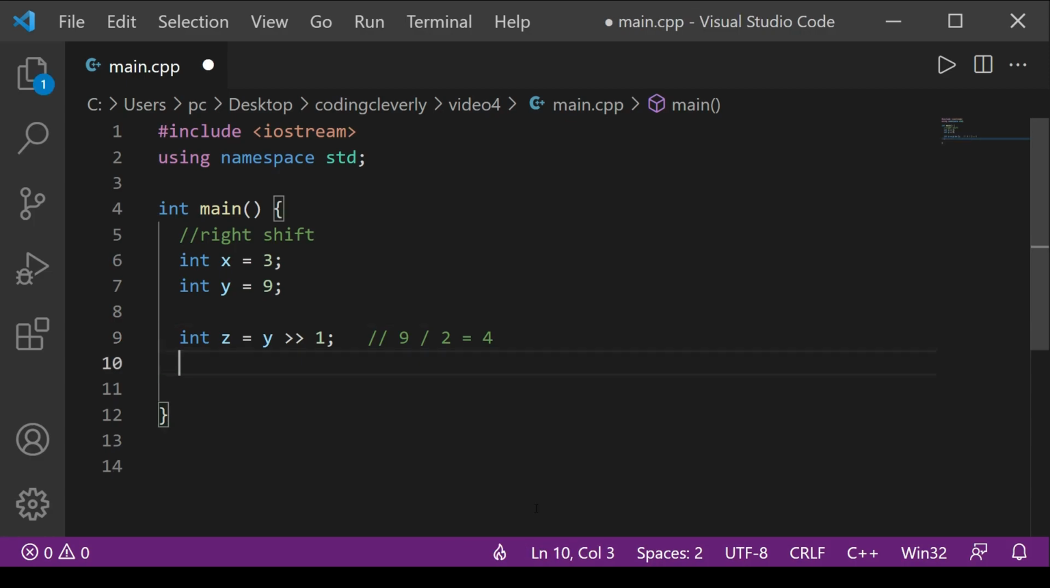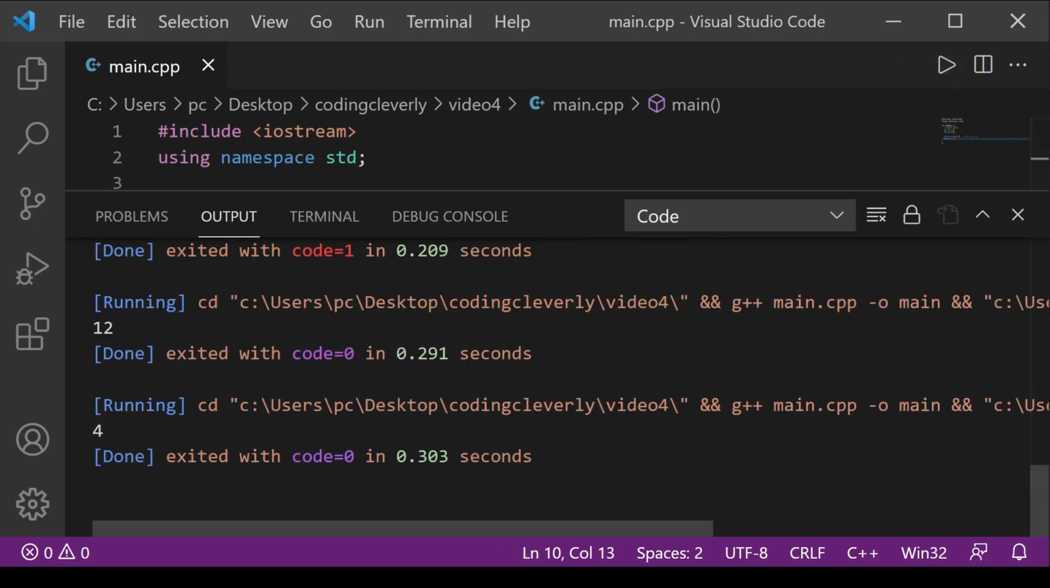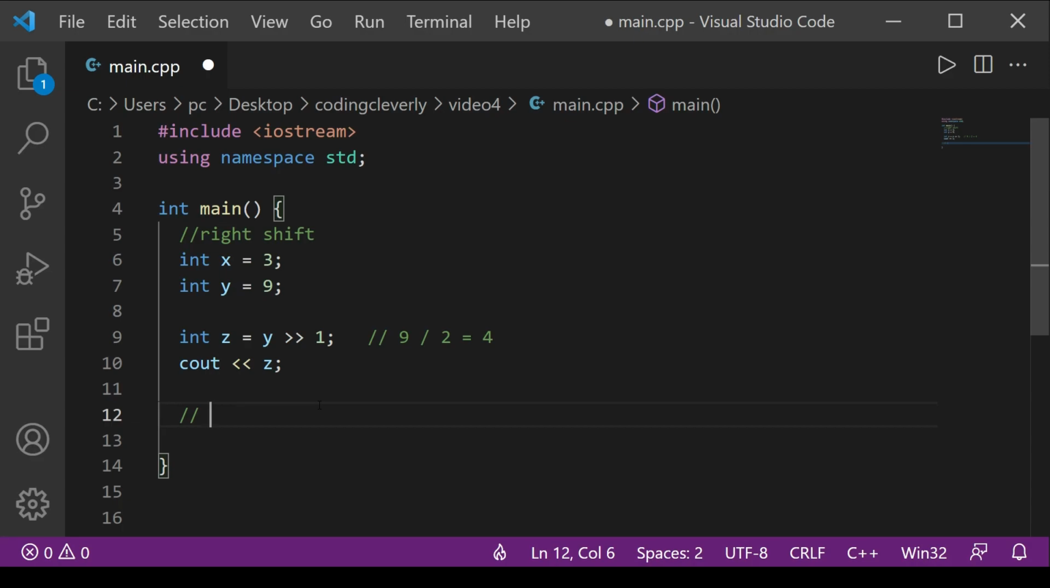Let's just run this code. So let's have a console output, and let's have the value of z, semicolon here. And let's just run. So over here we have 4. Awesome. So the other bitwise operators are pretty easy and simple.